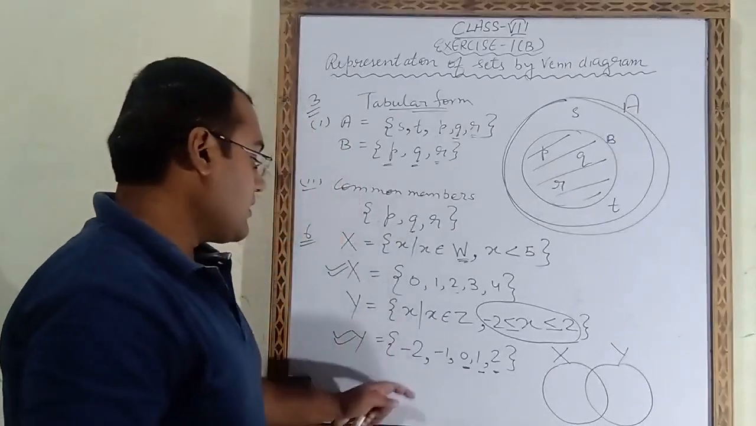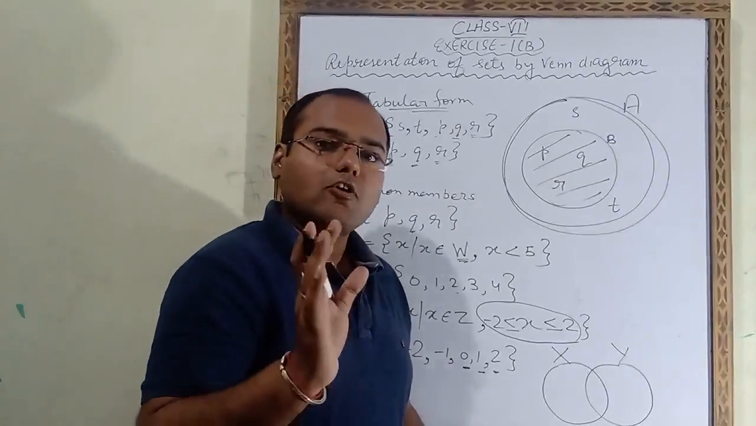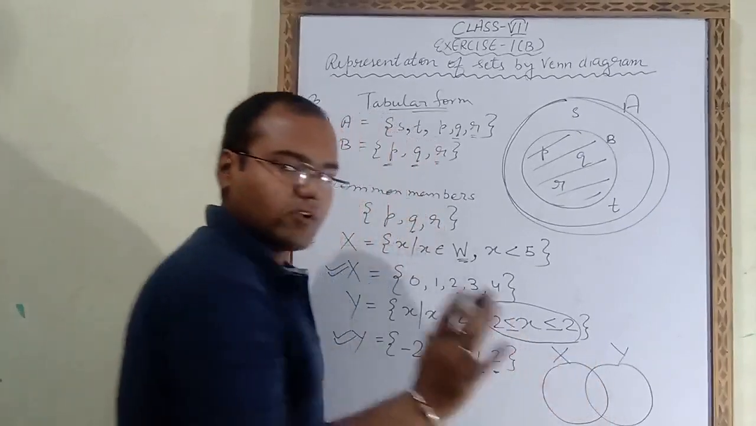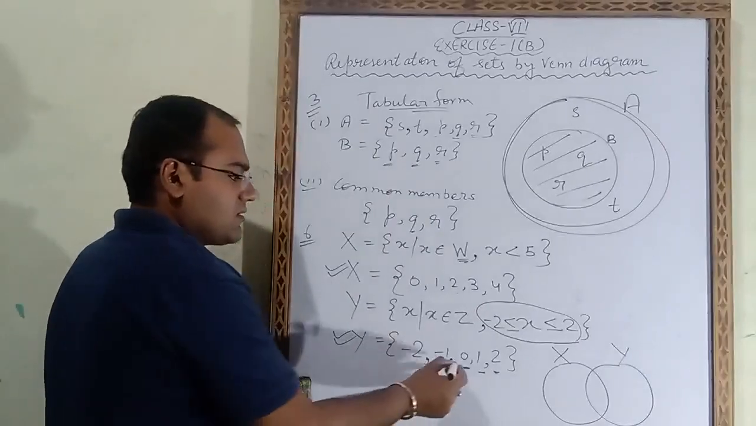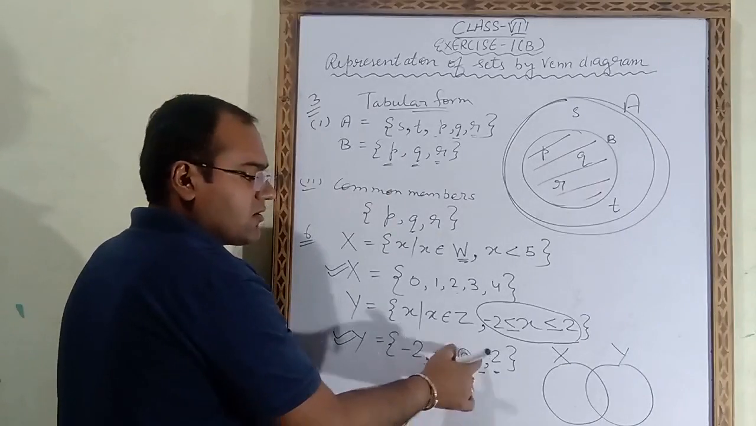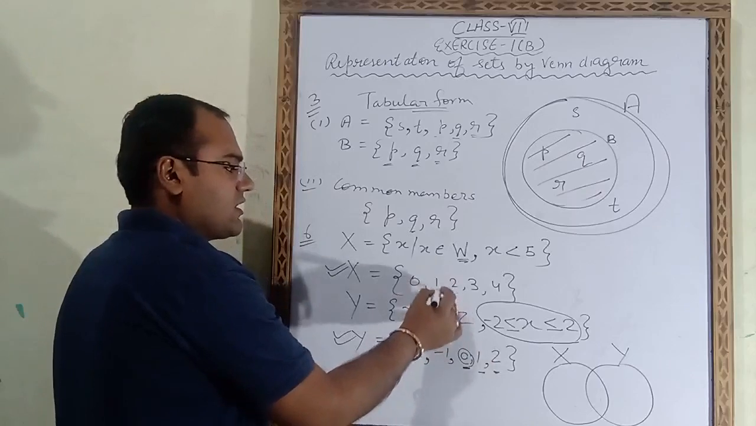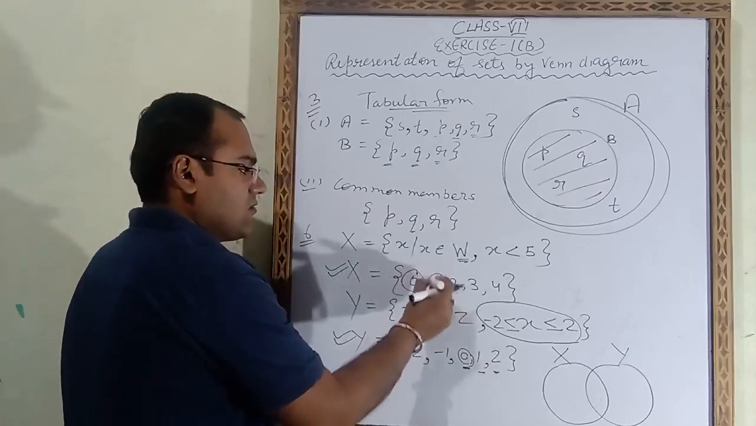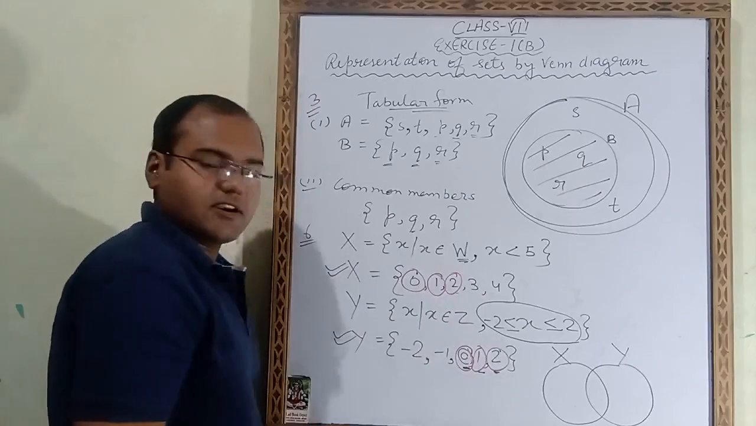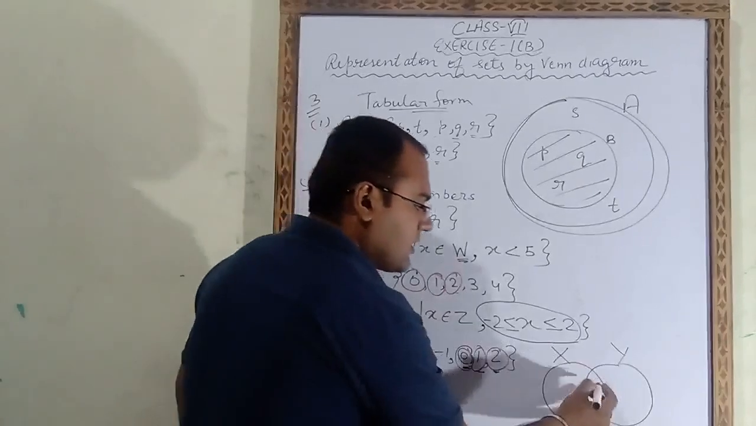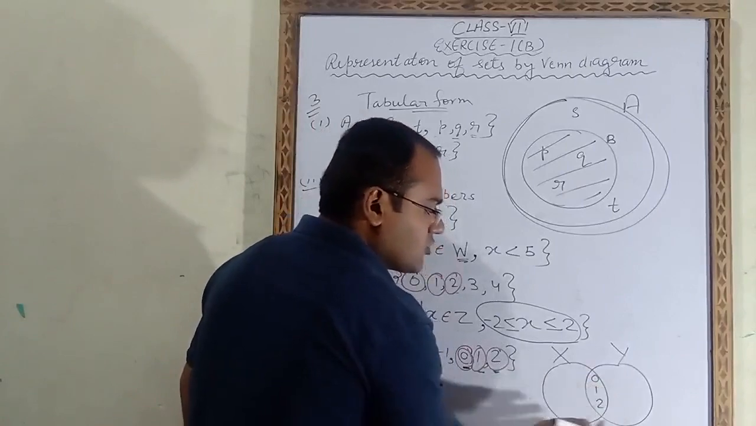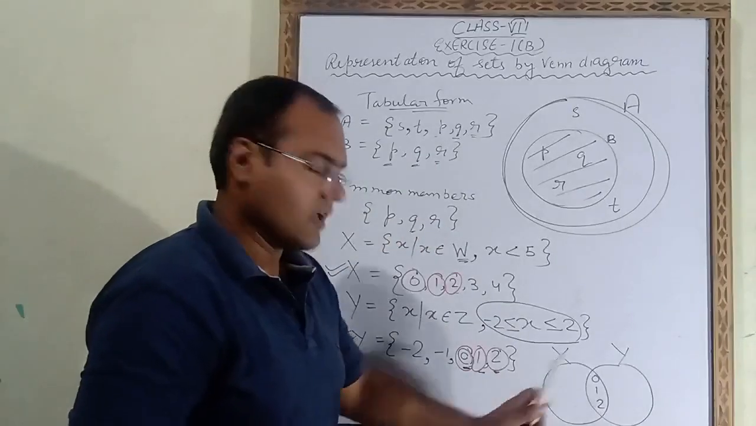Now first of all we have to fill the common part. Common means here, this much part we have to fill first. Which numbers are common? 0 is common, 1 is common, and 2. We can check here: 0, 1, 2. Here also 0, 1 and 2. These 3 numbers are common in both. So first of all we will fill here 0, 1 and 2. So the common part we have to fill here.